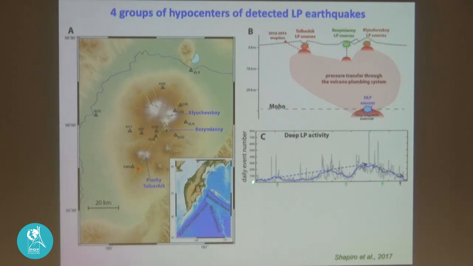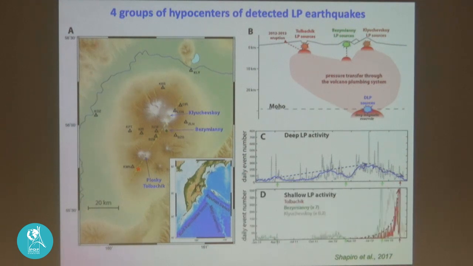If we smooth this gray curve in a window of about 100 days, we obtain this blue curve. It shows the approximate evolution of activity at depth. We see that during these years preceding the eruption, the activity depth on average increases, not steadily: it increases, decreases, increases, decreases, and then it reaches some maximum a few months before the eruption.